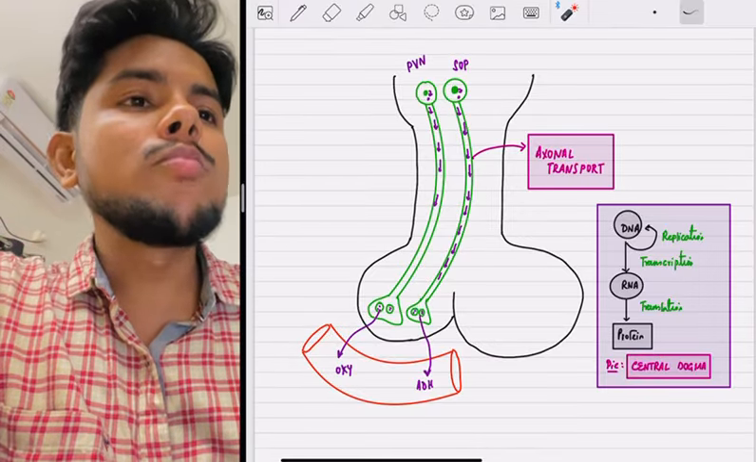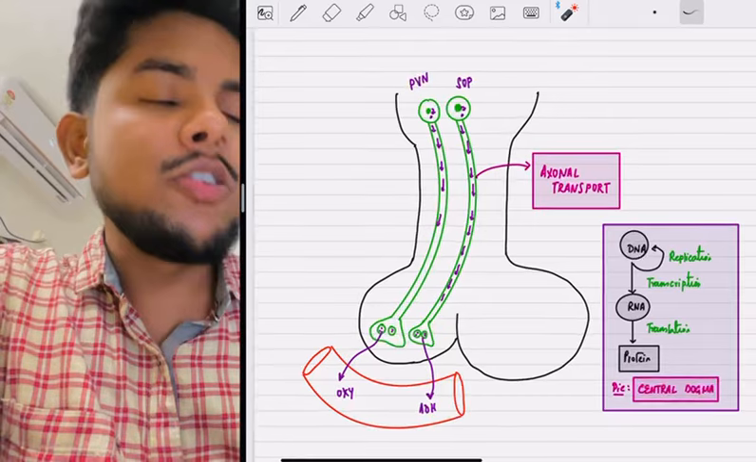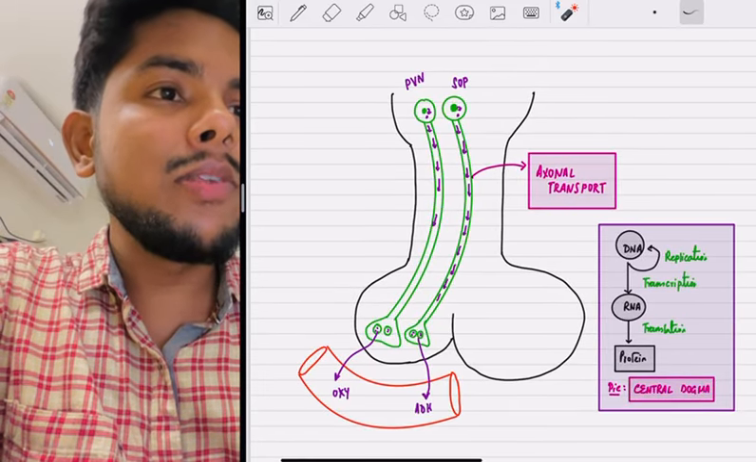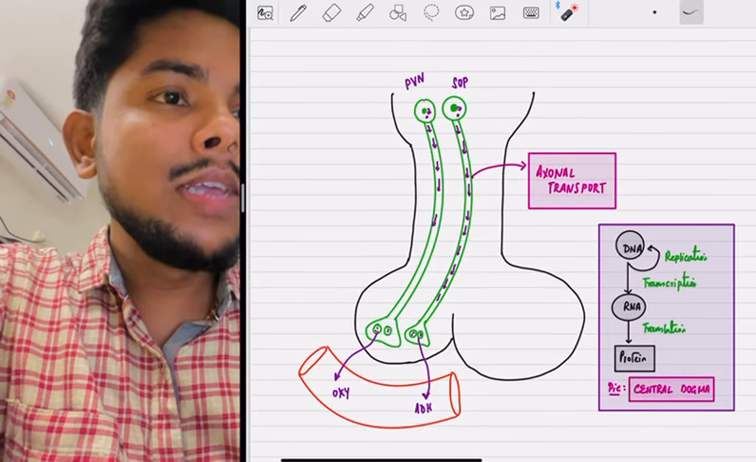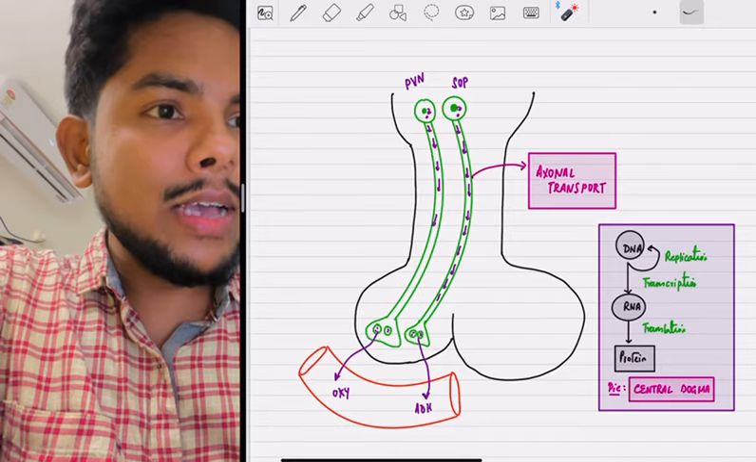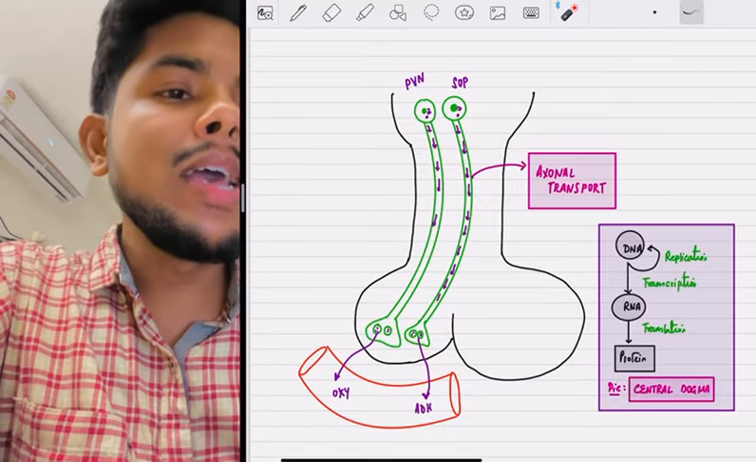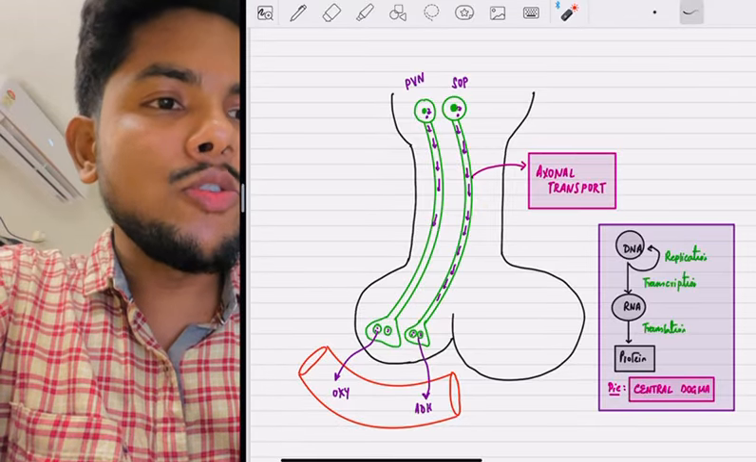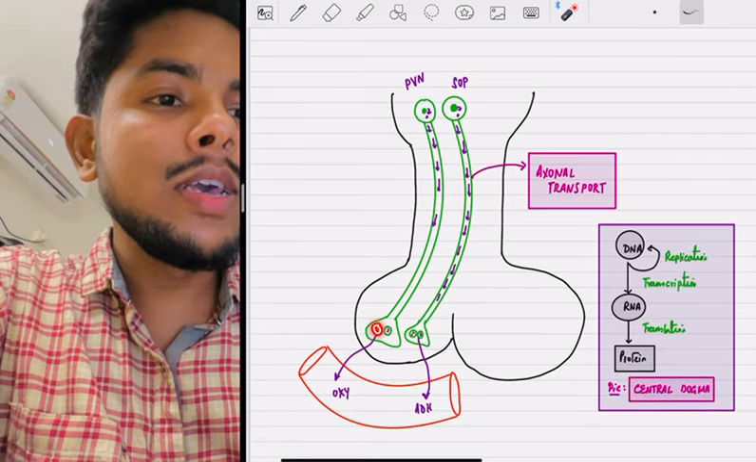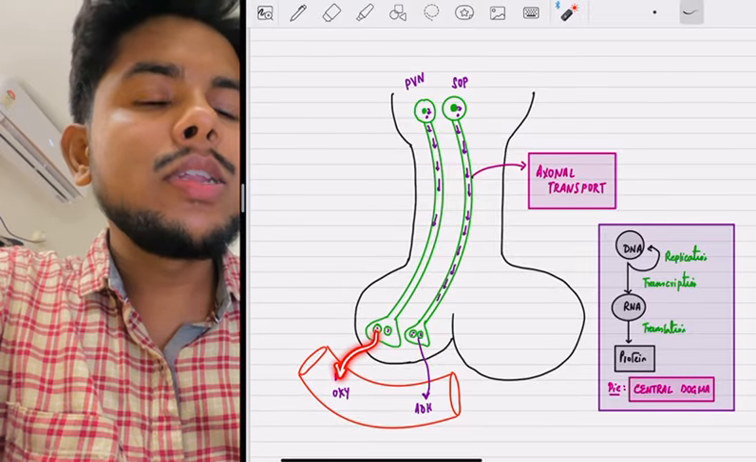Basically, all the posterior pituitary hormones are synthesized in the hypothalamus, inside the cell body, and then they are transported through the axon, which we call axonal transport, through the axoplasm, and they are stored inside the synaptic vesicles, right? And they're released on demand.